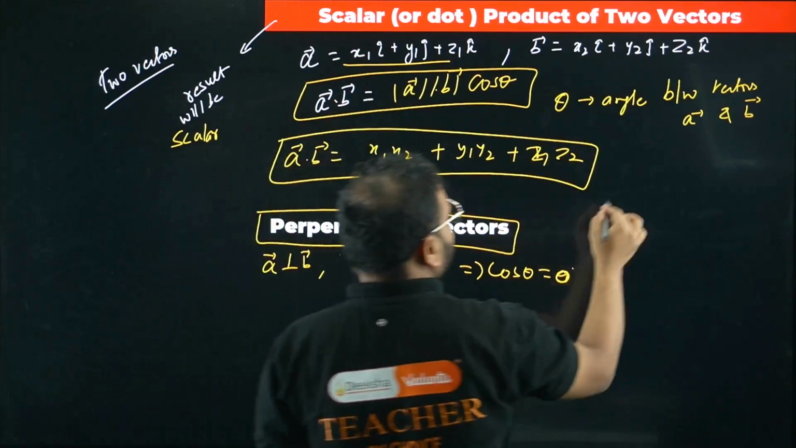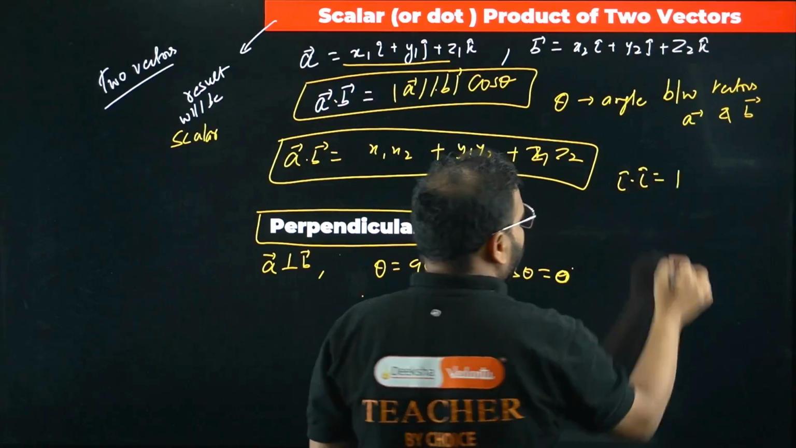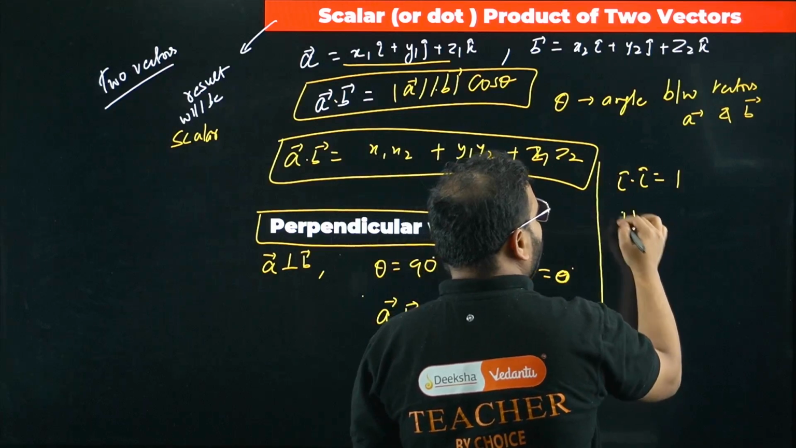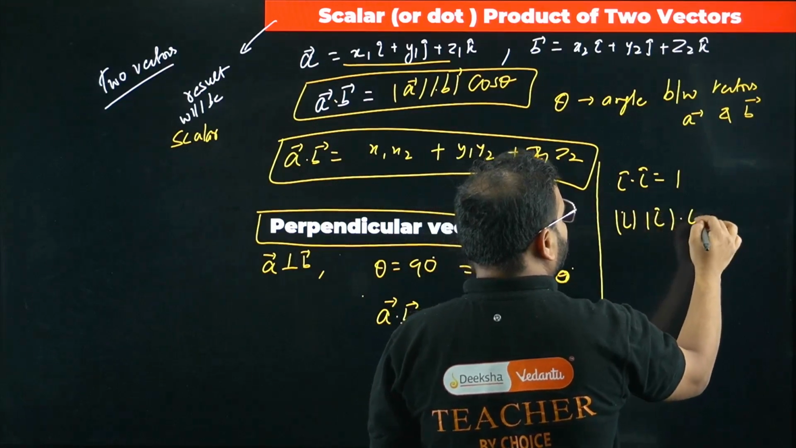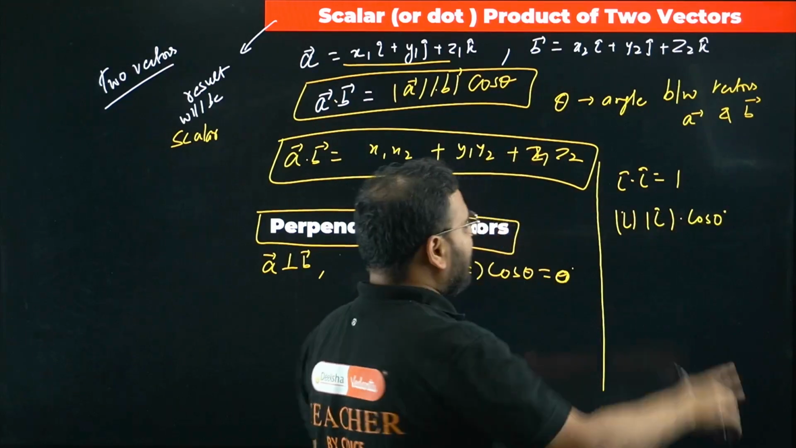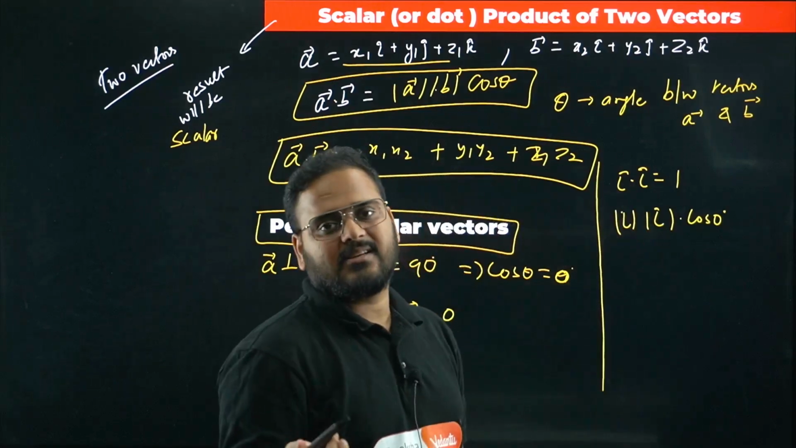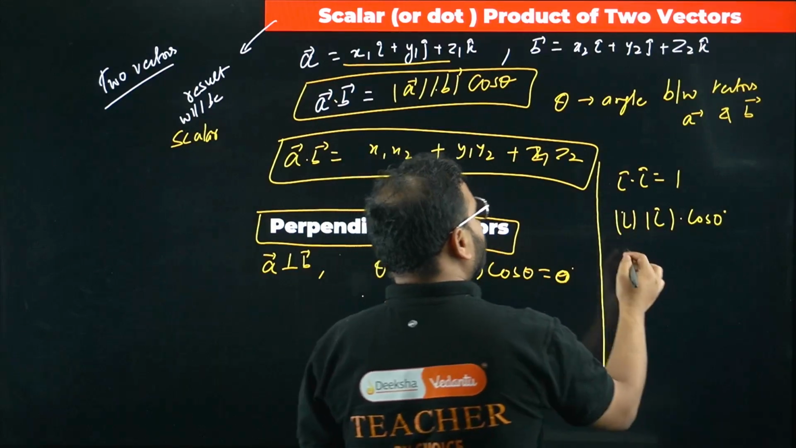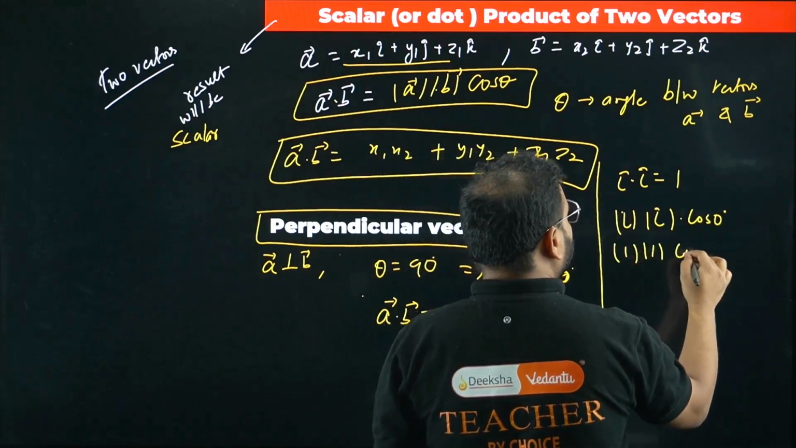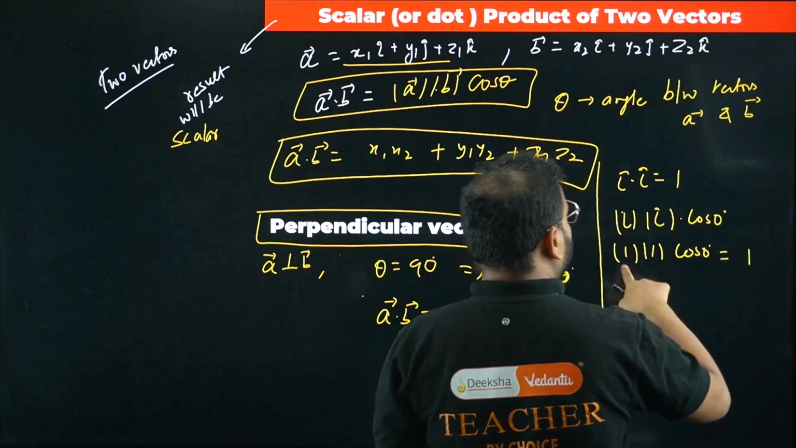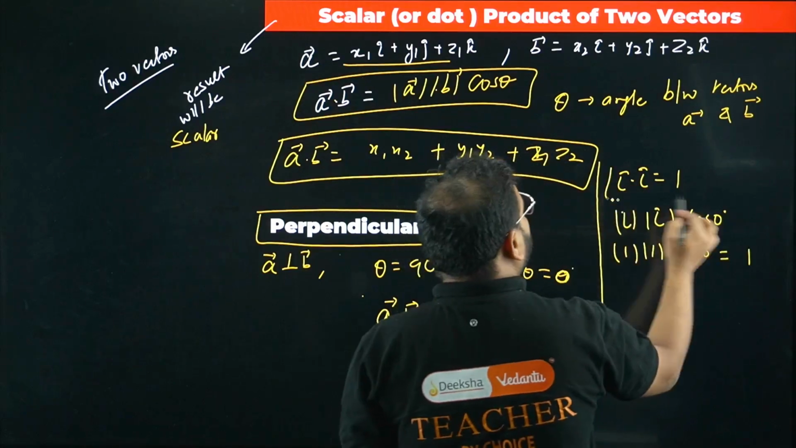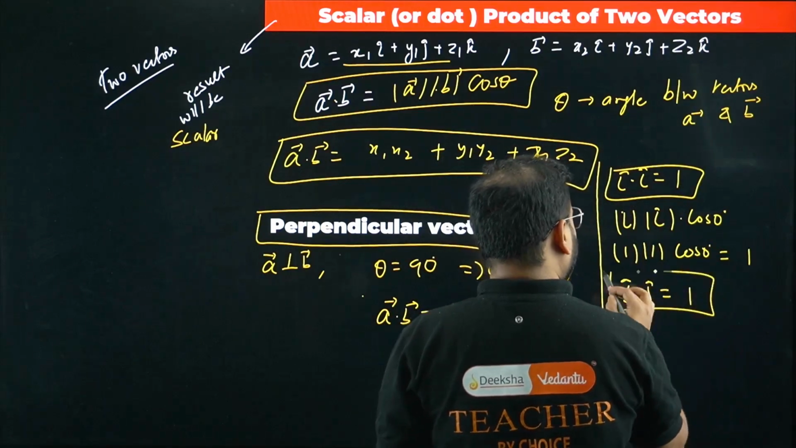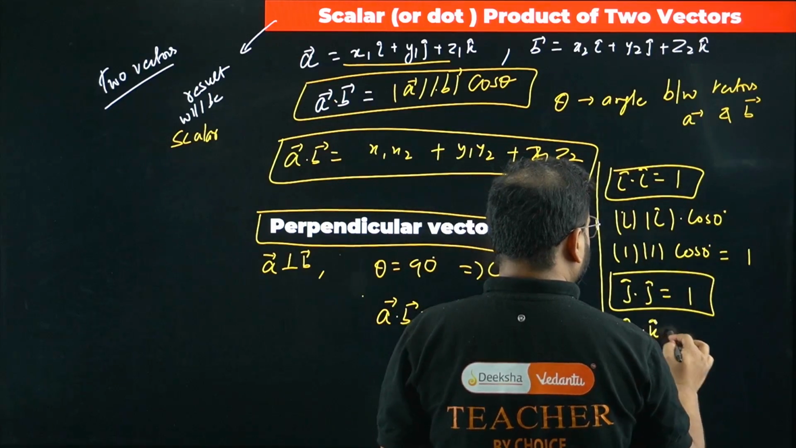Why? Because if you do i dot i, it will become 1. How come? It will become the mod of i into cos 0, the angle between i cap and i cap, both along the x axis, so 0 only. What is the mod of i? It's a unit vector along i, so 1 only. It will become 1 into cos 0, that is 1 into 1, simply 1. That's why I wrote i dot i is 1. Same way, j dot j is also 1, and k dot k is also 1.